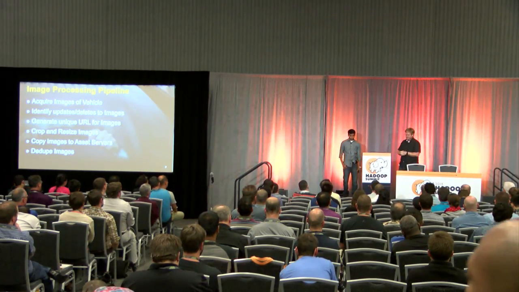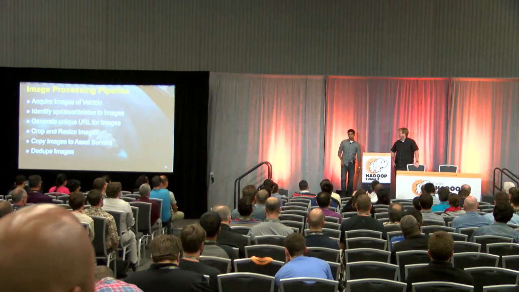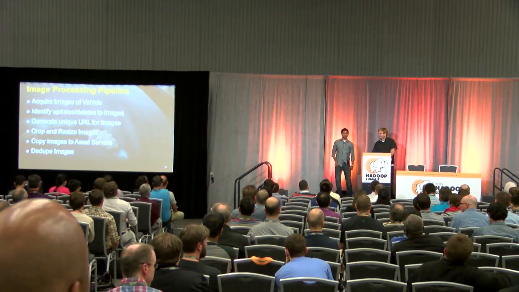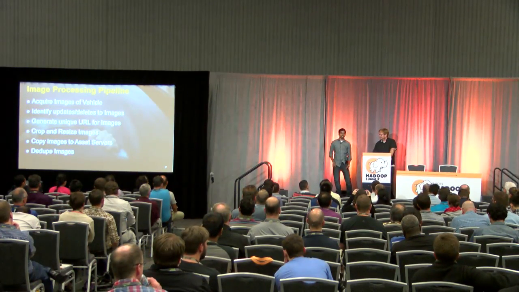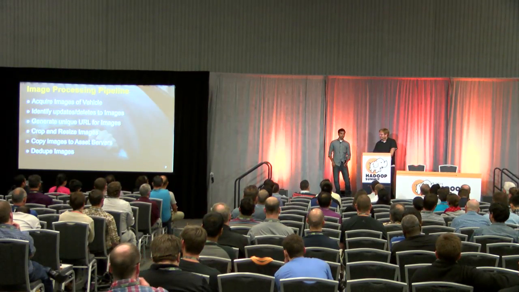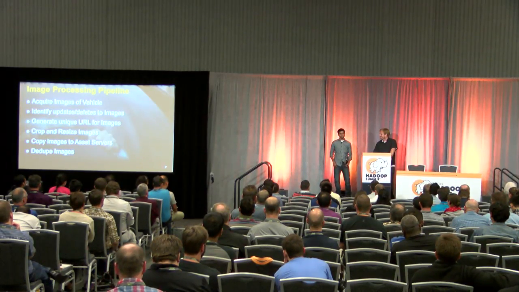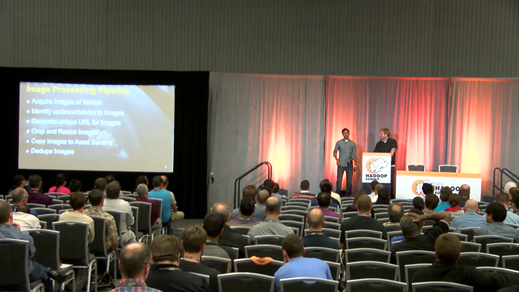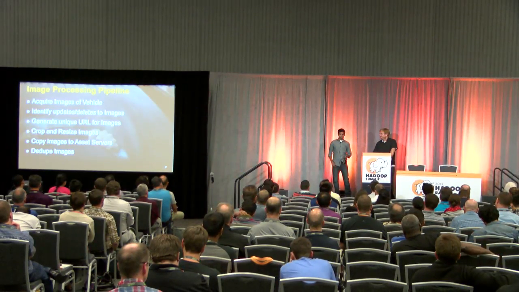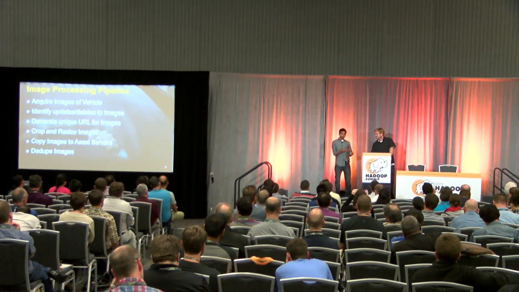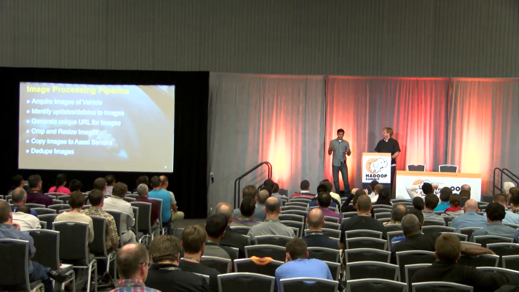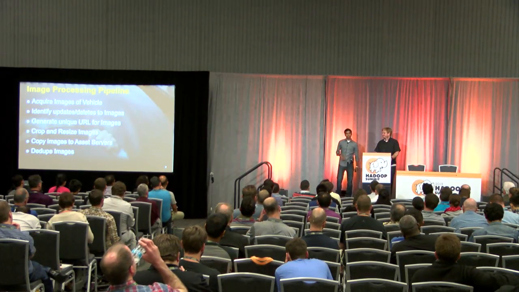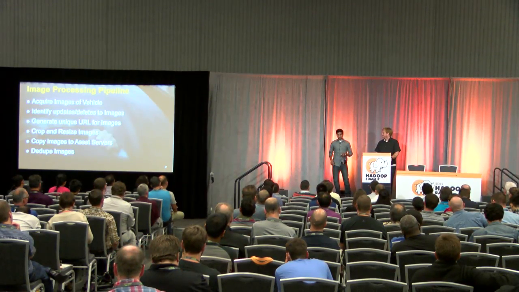Yep. Thanks for an awesome introduction, Russ. So first of all, what is the image processing pipeline for TrueCar? So basically, the image processing pipeline is used to acquire images of vehicles. It's used to identify updates or deletes to images. We also generate the unique URL of images for our websites, and we do crop and resize of images, copy our images to asset servers. Asset servers are nothing but an array of servers that are sitting at the front end and serving out images, and we also do deduping of images within vehicles.